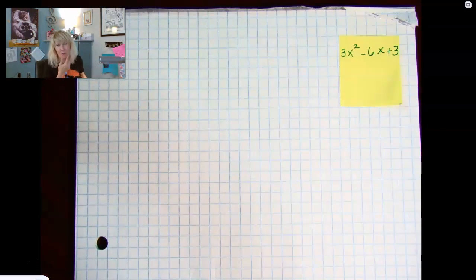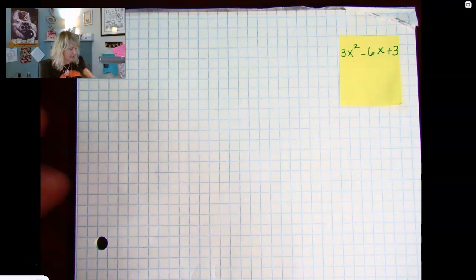Okay, let's take a look at this problem right here. So remember, you have to see if there's a negative leading coefficient. Nope, 3 is positive. But they all have a greatest common factor of 3, so we're going to factor that out.